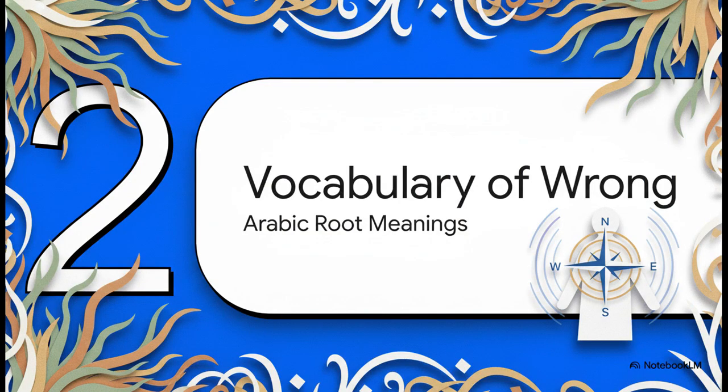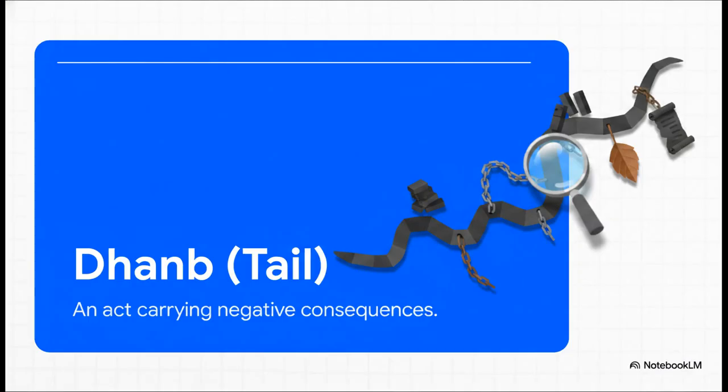Section 2. The vocabulary of wrongdoing, a linguistic deep dive into Arabic root words. All right, so to truly understand this internal compass, we actually have to toss out the English word sin entirely. It just carries way too much of its own historical baggage. In the Quranic framework, there isn't just one single catch-all word for it. Instead, we have to look at the physical Arabic roots. The most common word you'll see is dhanb, which literally translates to tail.